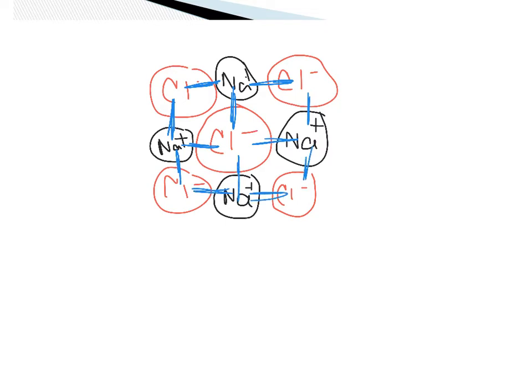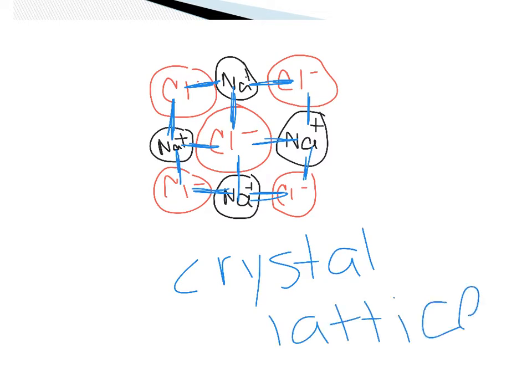So you can see that when we talk about ionic compounds coming together, and we have a lot of ionic compounds together, we end up with this structure where we've got positives and negatives next to each other, and it ends up forming what we call a crystal lattice structure. So this is our crystal lattice structure, and it's really, really strong.